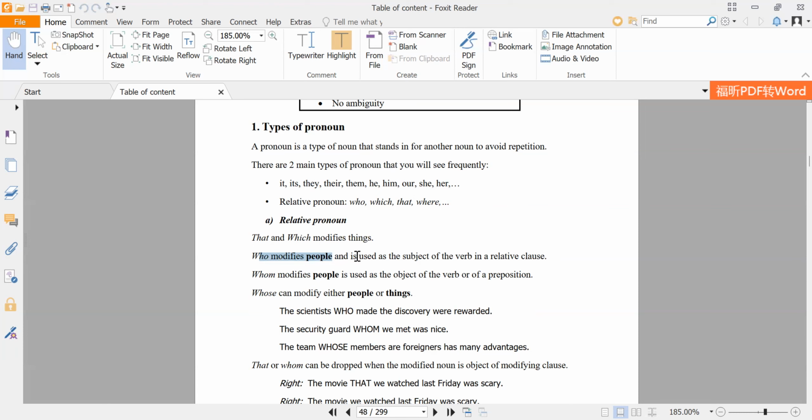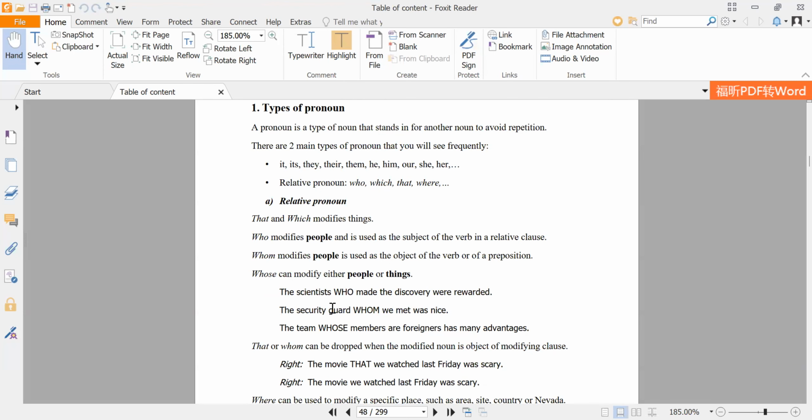And who is always going to be used as the subject of the verb in that clause, that subject-verb clause modifier that is opened up by the relative pronoun who. Whom, on the other hand, has to be the object of that clause, and whom also always refers to people, and never refers to things or anything that is non-people. Whose can be used to modify both people and things. It doesn't have to stay strictly to people, right? So whose can be used to modify both.